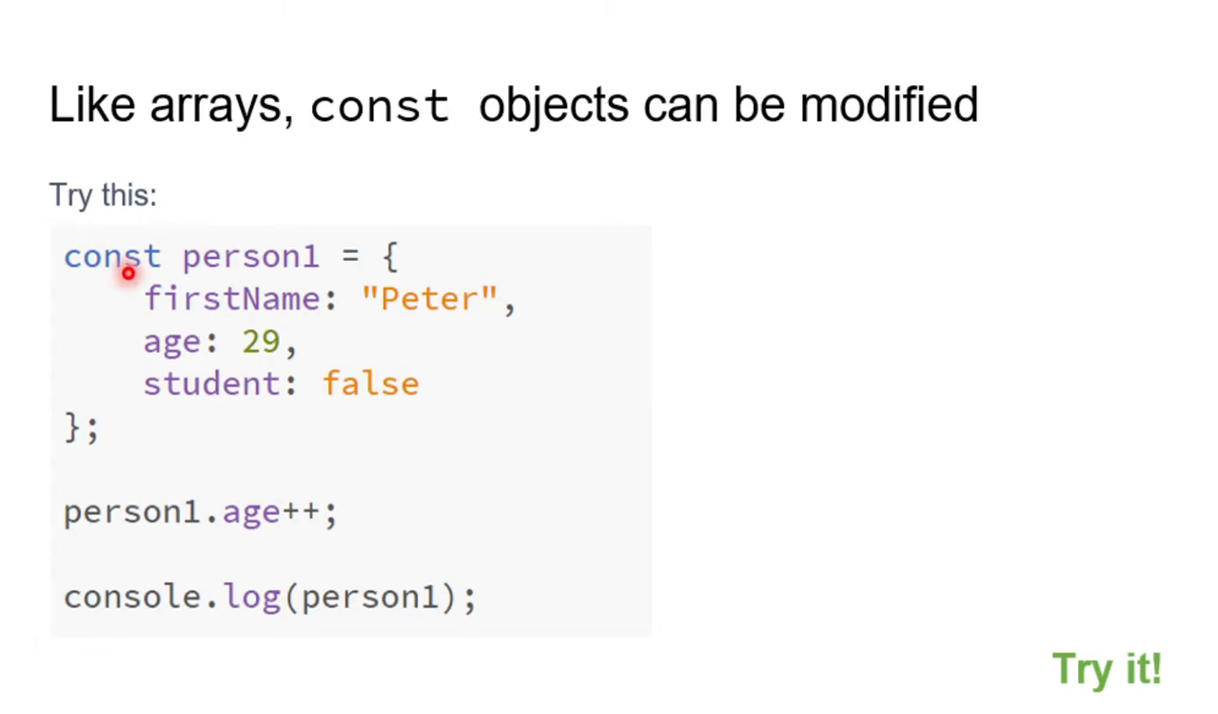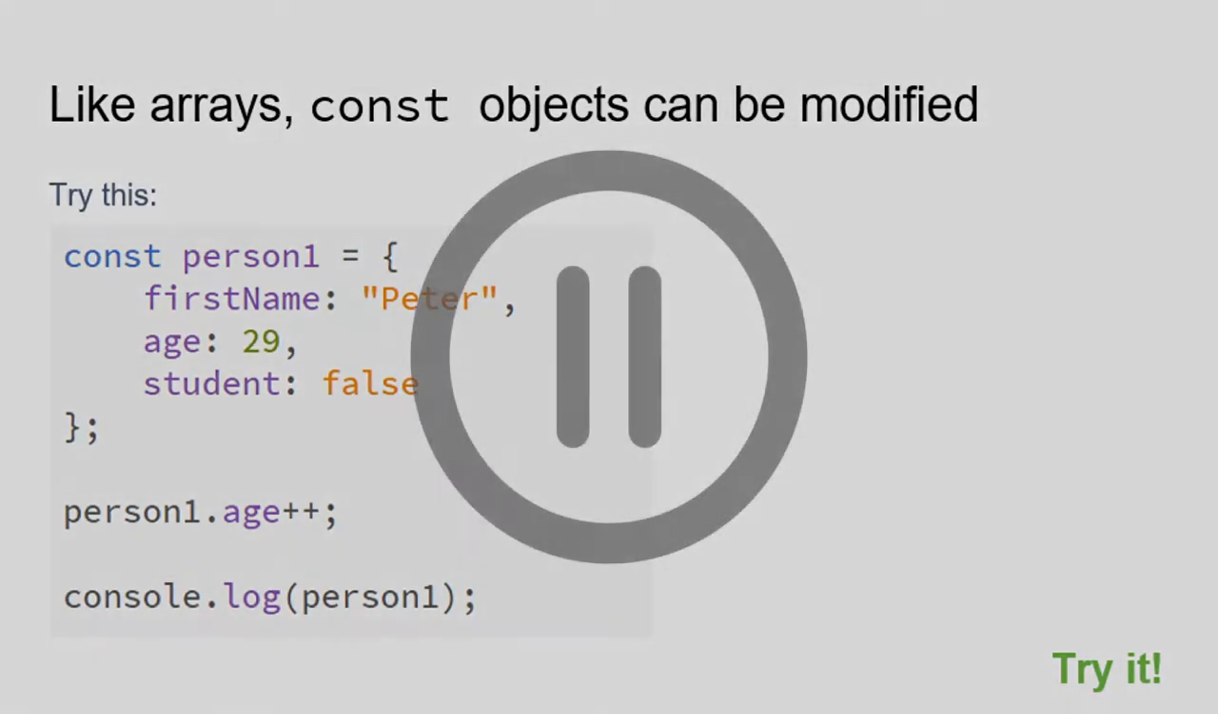The idea is you declare the object as a const, and then you try to modify the age and console log the entire object. What happens? Try it out. It shouldn't take you long.